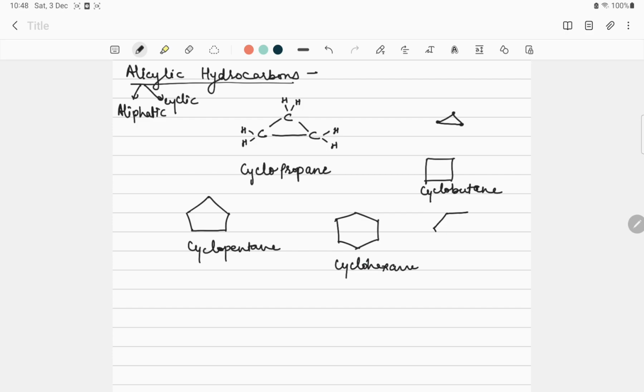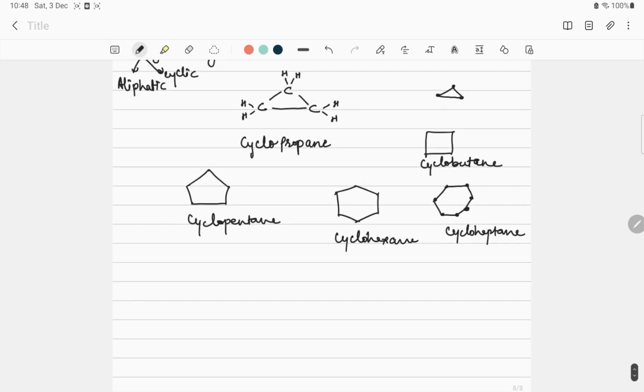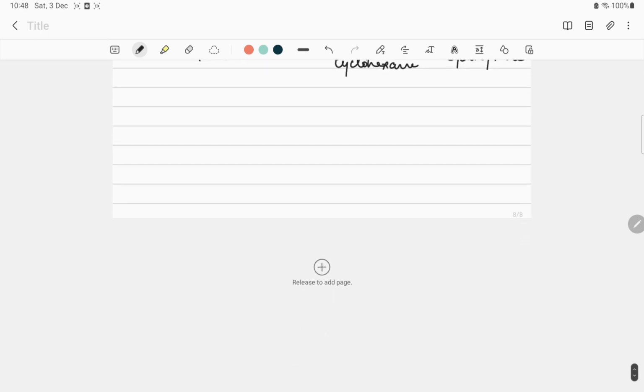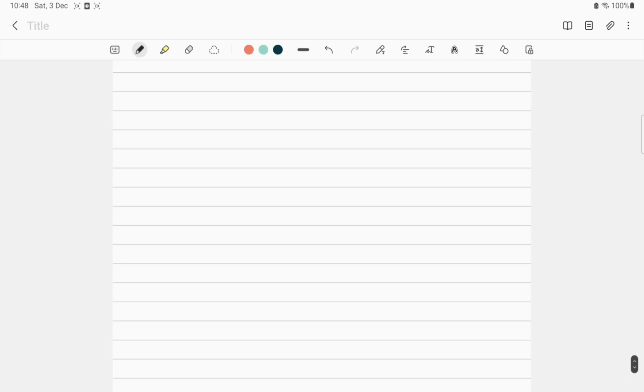Say for example, if the compound is like this, here 1, 2, 3, 4, 5, 6, 7 carbons. So this is cycloheptane. We can have cyclooctane also like this. So this is all about the cyclic alkanes, or you can say cycloalkanes.